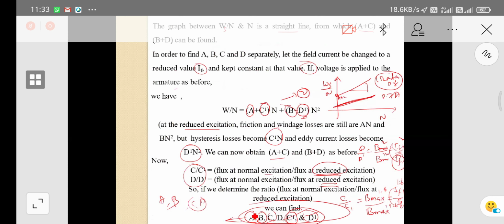After conducting the separation of stray losses test in a DC motor, we have separated A, which is friction losses, B, windage losses, C, hysteresis losses, and D, eddy current losses. So these losses are separated after conducting the test.